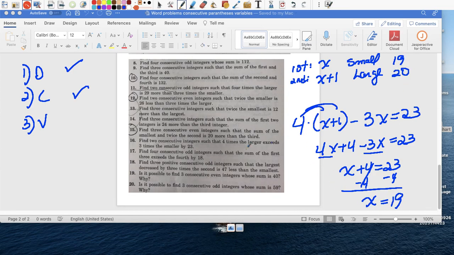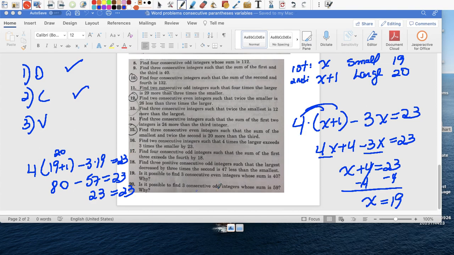So I can go back to this equation. 4 times 19 plus 1, and I want to double check here, minus 3 times 19 should give me 23. Well, let's see if I'm correct. So 19 plus 1 is 20, so let me just put a little 20 over here, right? So 4 times 20 is 80. And then minus, and what's 3 times 19? That's 57. 80 minus 57 is 23. So I know my numbers are correct.